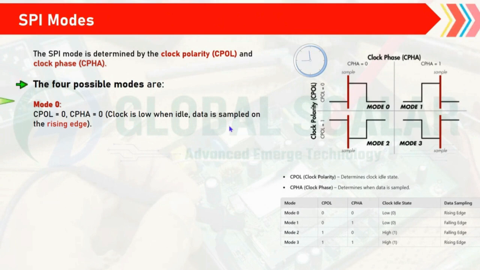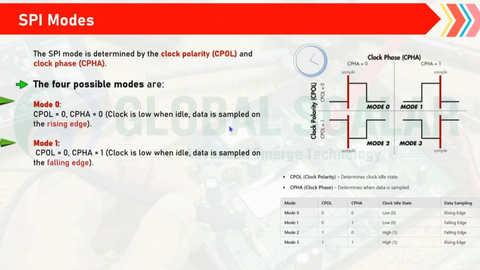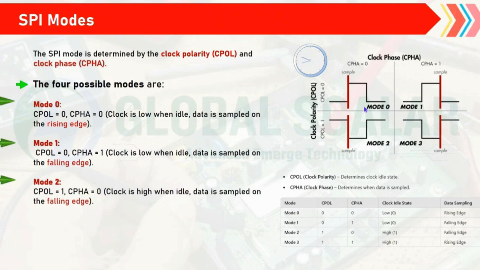Whenever both CPOL and CPHA are 0, 0, the data is sampled on the rising edge. That is mode 0. Mode 1 is CPOL 0 and CPHA 1. Here, the data is sampled at the falling edge. And next will be mode 2. Here we have CPOL 1 and CPHA 0. The clock is high in the idle condition, and the data is sampled on the falling edge.